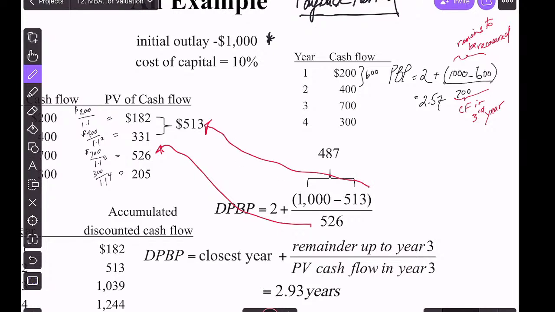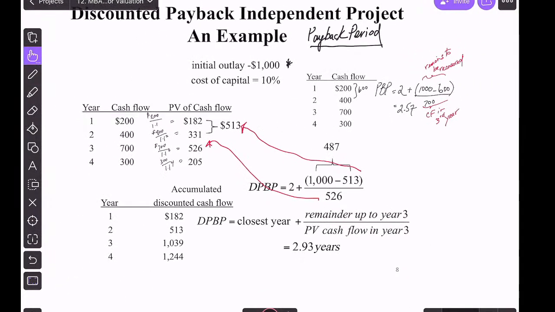And now you see it takes longer to recover your cost because of time value of money. Future dollars aren't worth as much. So it's about 3 years as opposed to 2.5. So the payback period would be 2.57. The discounted payback would be 2.93 years.